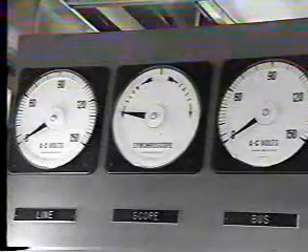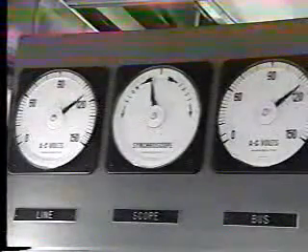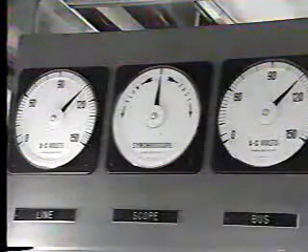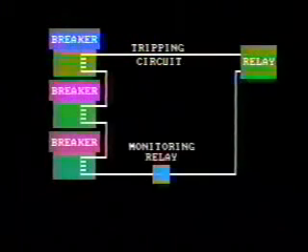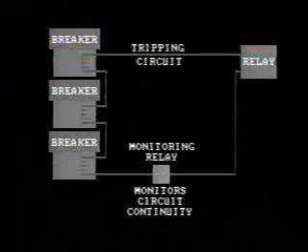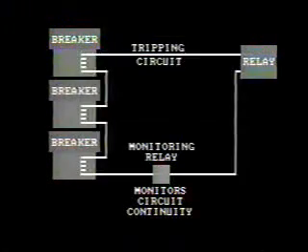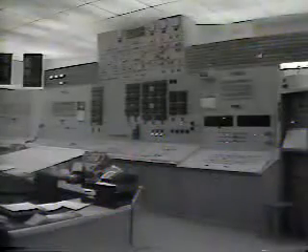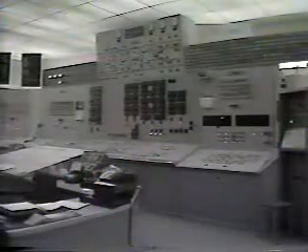Synchronizing relays are used to check the phase angle before allowing the paralleling of two systems or an incoming generator. Another type of relay is the monitoring relay. An example of this is where the relay is used to monitor the continuity of circuits within breaker trip circuits. Any failure will result in an alarm to the operator.